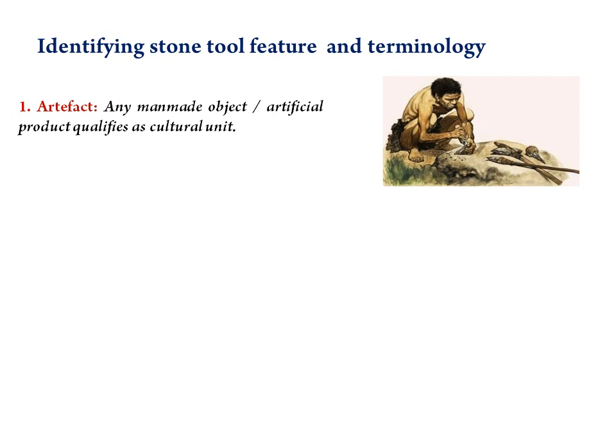Now let us begin with the artifact. An artifact is any object, particularly any man-made, artificial product that qualifies as a cultural unit. In simple words, an artifact is something that should be man-made, an object based on naturally available resources.